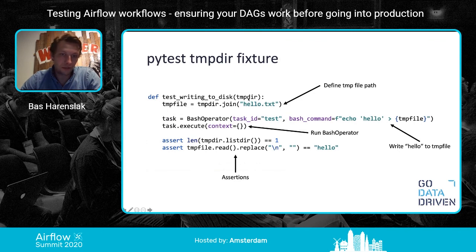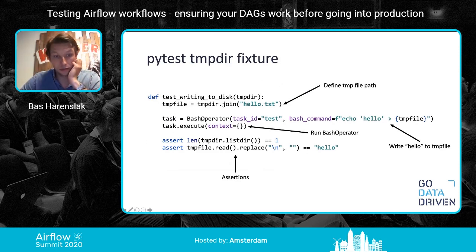So the temp dir is a Pytest fixture. Again, you provide it as an argument to this test function. And the temp dir is basically a temporary directory which exists for the duration of your test. It's a magic directory on your own file system with a bunch of characters in the name, and it's deleted afterwards. So you can use this throughout your test.